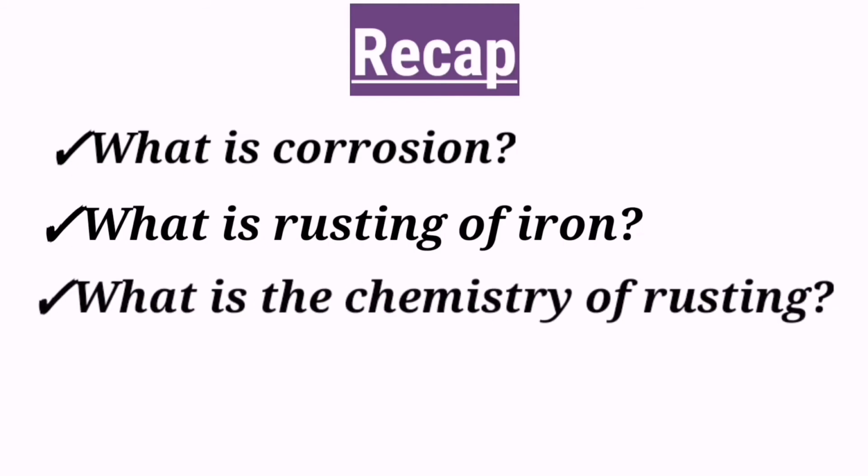What is the chemistry of rusting? This is due to redox reaction. Oxidation always occurs at the anodic region, while reduction occurs at the cathodic region.